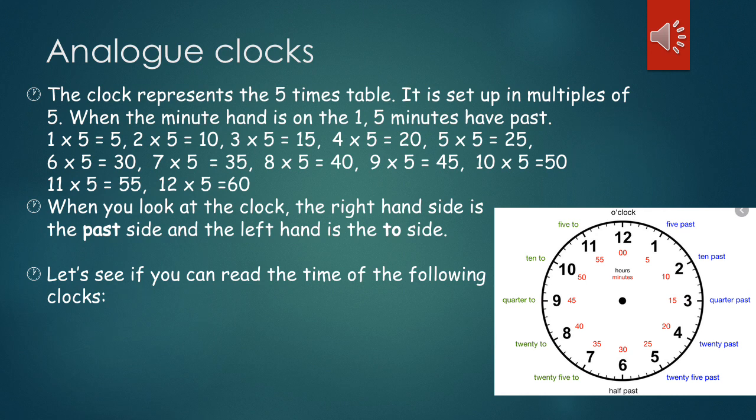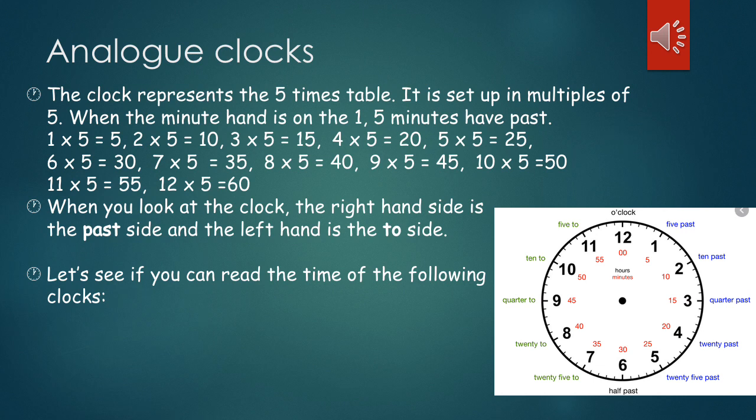7 times 5, 35. 8 times 5, 40. 9 times 5, 45. 10 times 5, 50. 11 times 5 is 55. 12 times 5 equals 60. When you look at the clock, the right hand side is the past side and the left hand side is the to side.